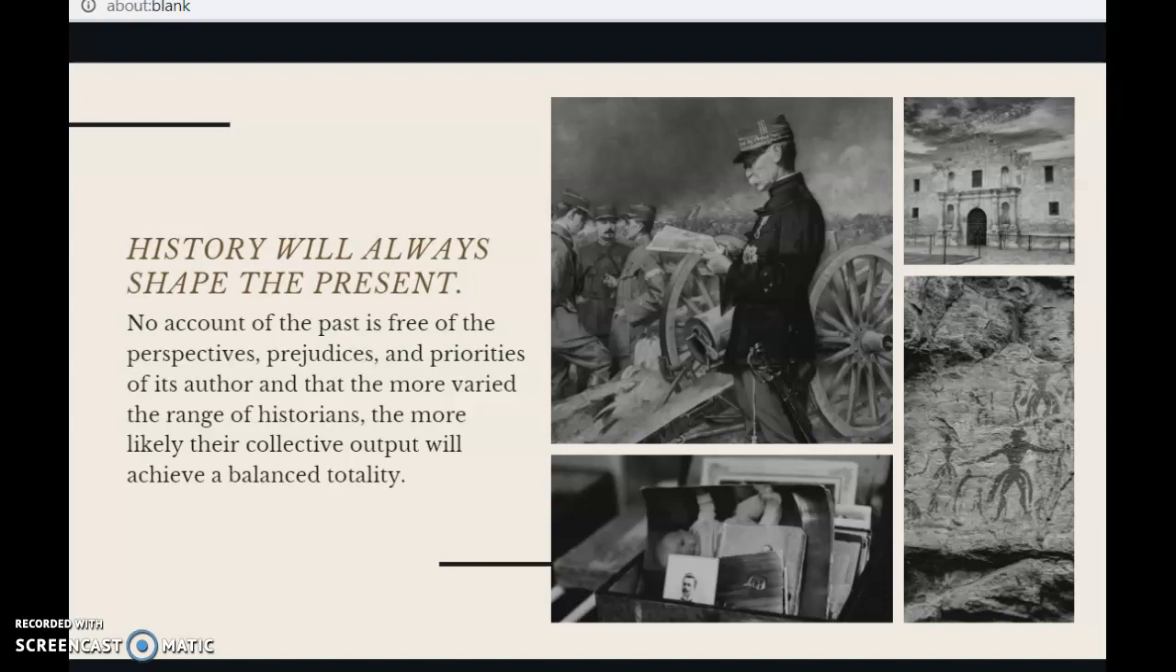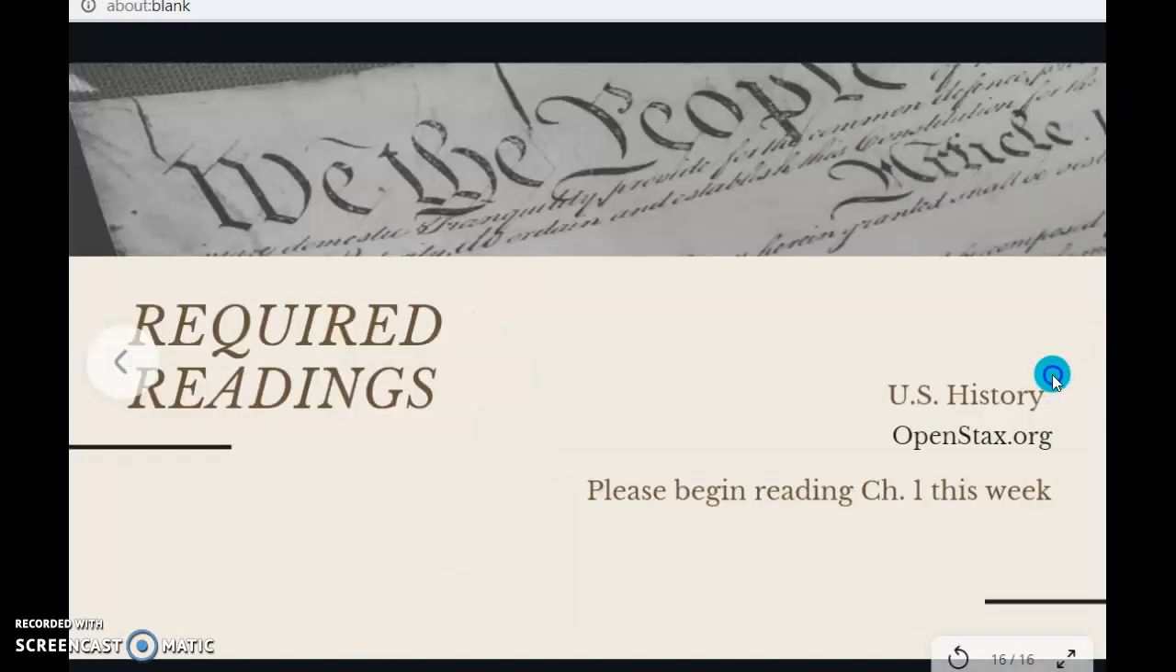Okay. History will always shape the present. No account of the past is free of perspectives, prejudices, and priorities of its authors. So you can see it's never free of it. The more varied the range of historians, the more likely their collective output will achieve a more balanced interpretation of history. So the more varied the training is from those historians that have written those historiographies, the better our interpretation of history is.